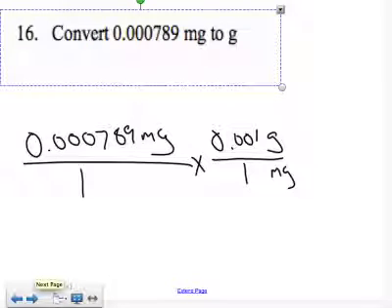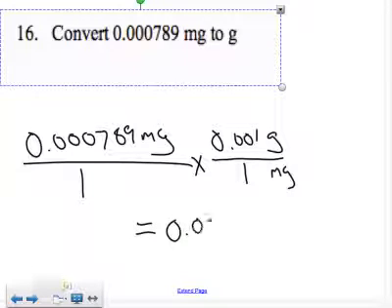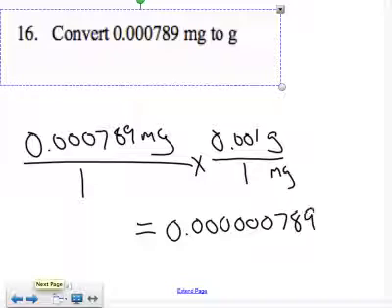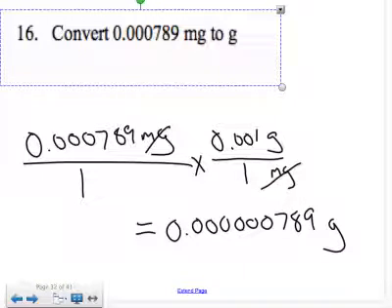And so it's 0.000789 times 0.001, which comes out to 0.000000789 grams, because the milligrams and the milligrams cancel each other out. So you should have a decimal point followed by 6 zeros, then 789 grams.